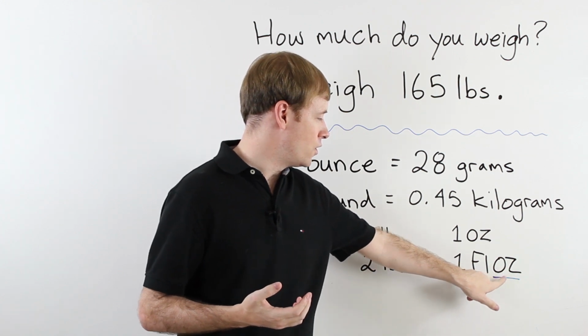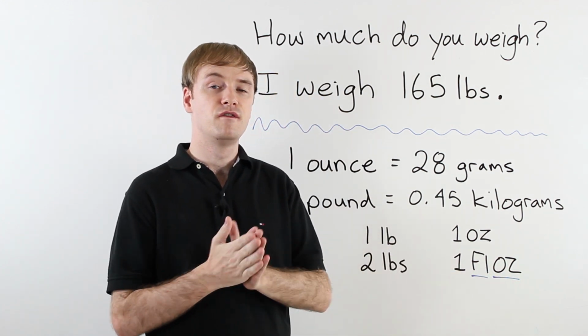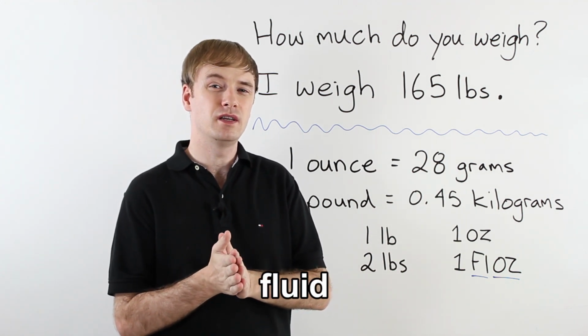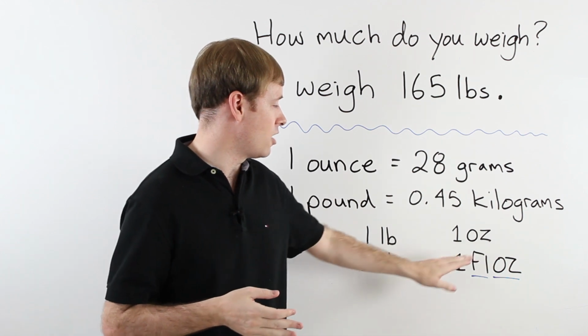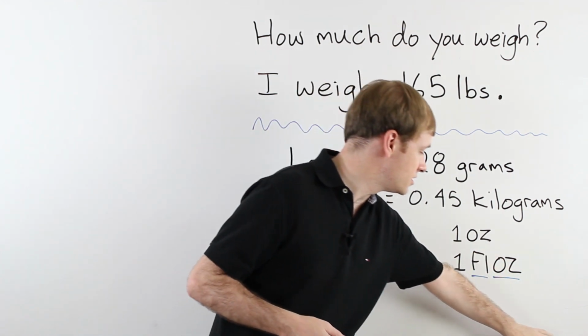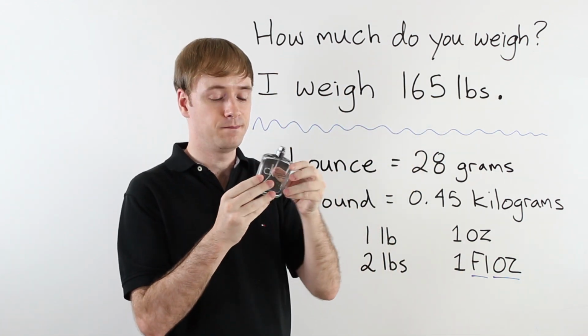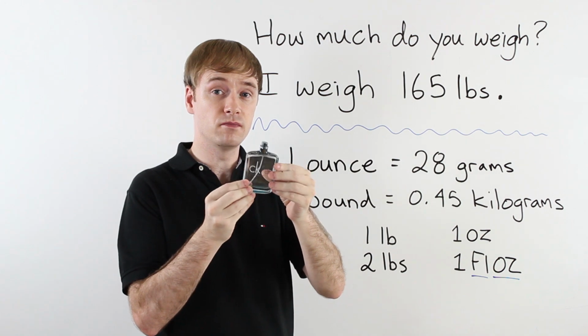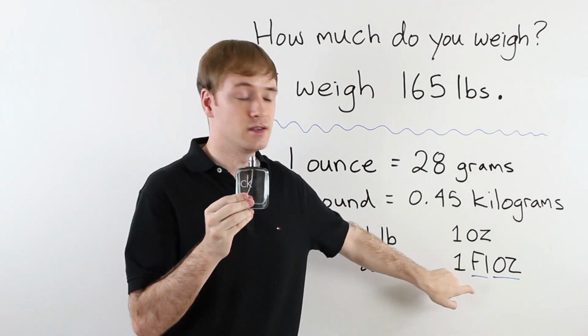Sometimes you're going to see 1 FL OZ. Now the FL means fluid. Fluid is like a liquid, like water. Fluid ounce. And you're always going to see this on stuff like perfume or cologne. If you check your perfume or cologne at home, I'm sure you're going to see this.